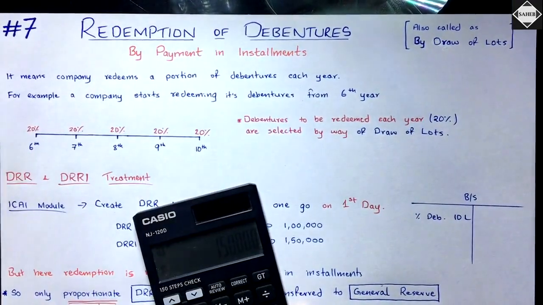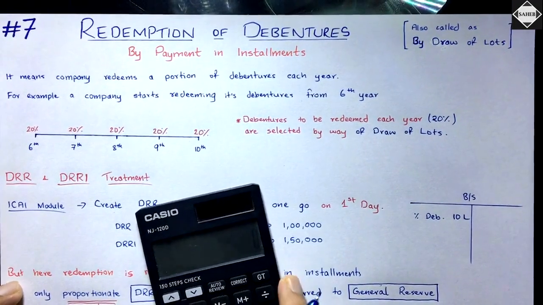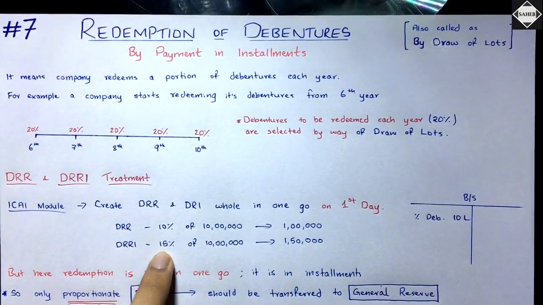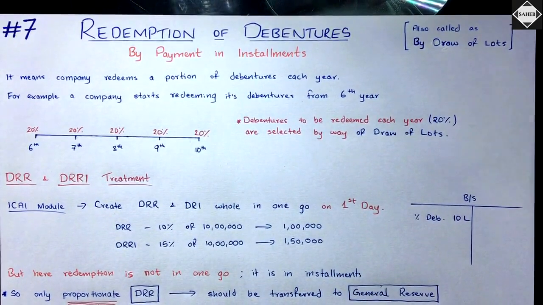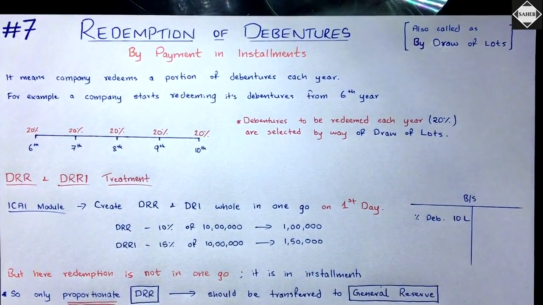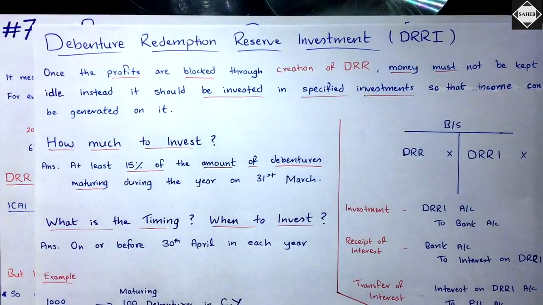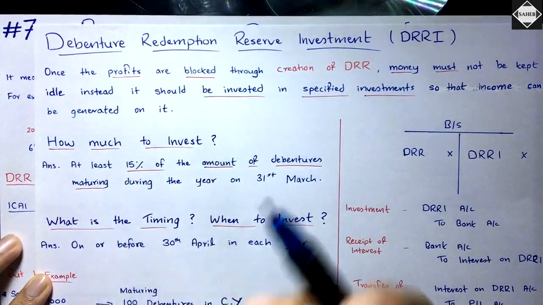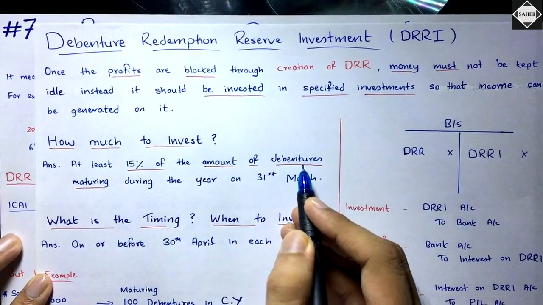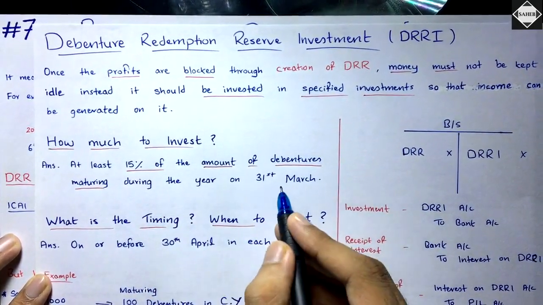Same thing, same rule we used in the lump sum method, you have to use. On the first day itself, you will create the DRR as well as the DRI. But now you will argue, sir, you have told us that we have to create the DRI, at least 15% of the amount of debentures maturing during the year on 31st March.